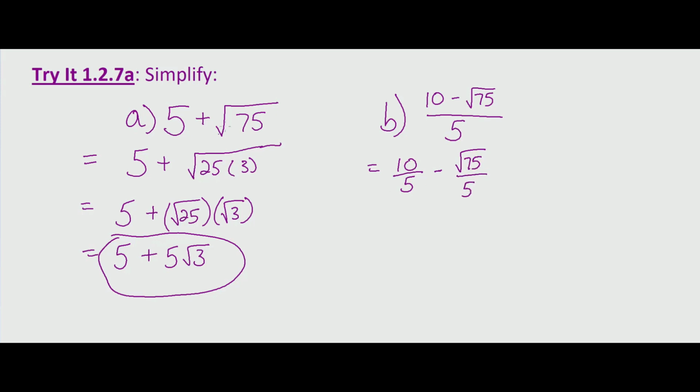Now we just looked at the square root of 75. That's the square root of 25 times the square root of 3, which is 5 times the square root of 3. So we know that this simplifies to 2 minus 5 times the square root of 3 over 5. And that's further going to simplify to 2 minus, the 5's cancel, leaving us with the square root of 3.